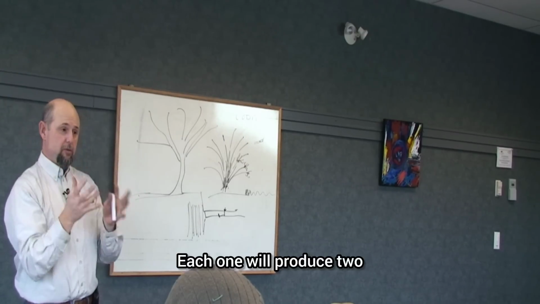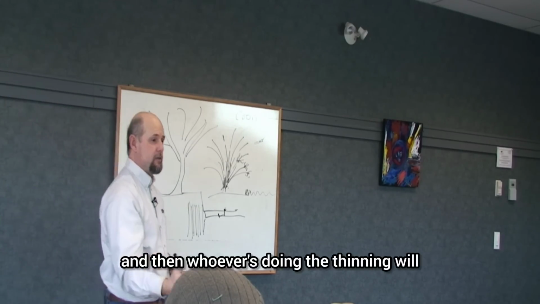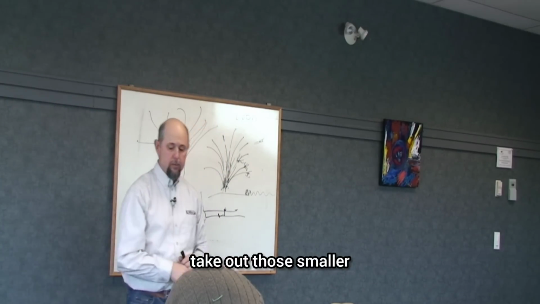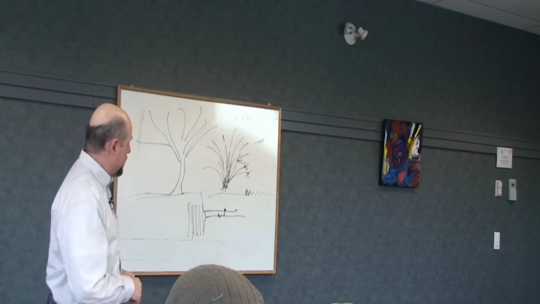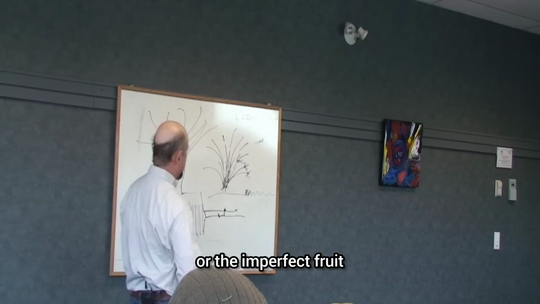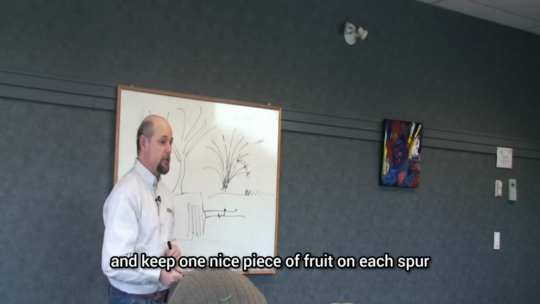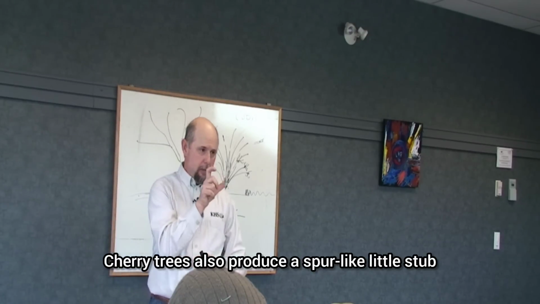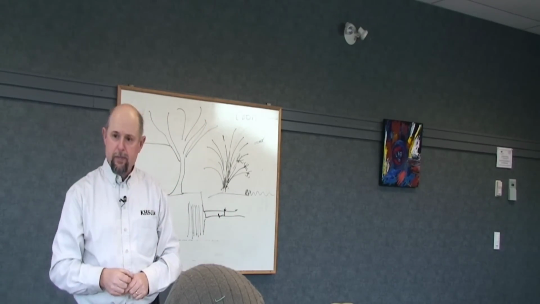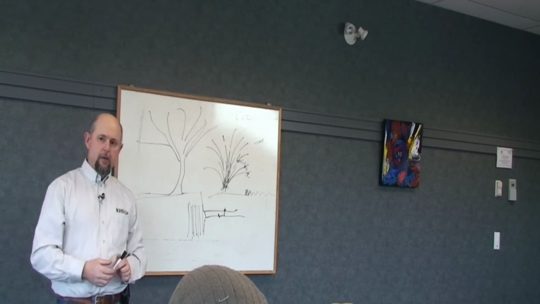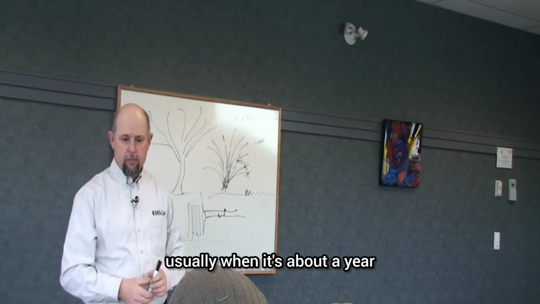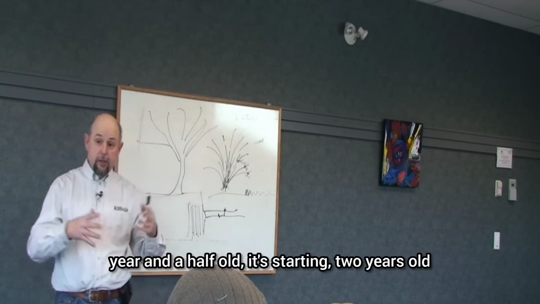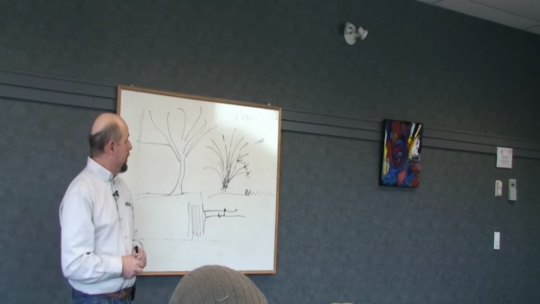Each one will produce 2 or 3 pieces of fruit, and then whoever's doing the thinning will take out the smallest fruit or the imperfect fruit, and keep one nice piece of fruit on each spur. Cherry trees also produce a spur-like little stub that will produce lots of fruit. They will also produce on slightly mature wood, usually when it's about a year and a half old. Starting at 2 years old, it's producing some flowers.